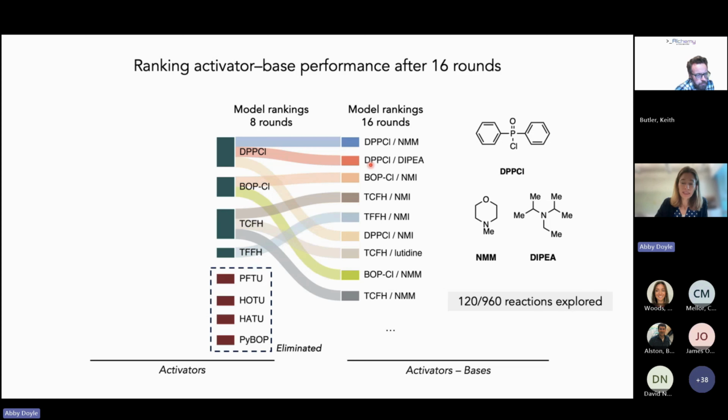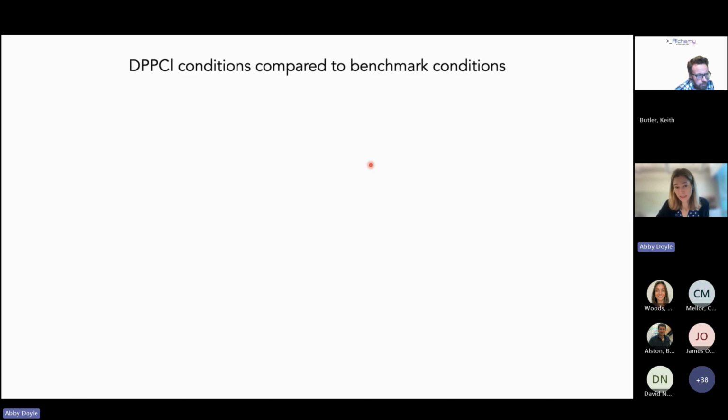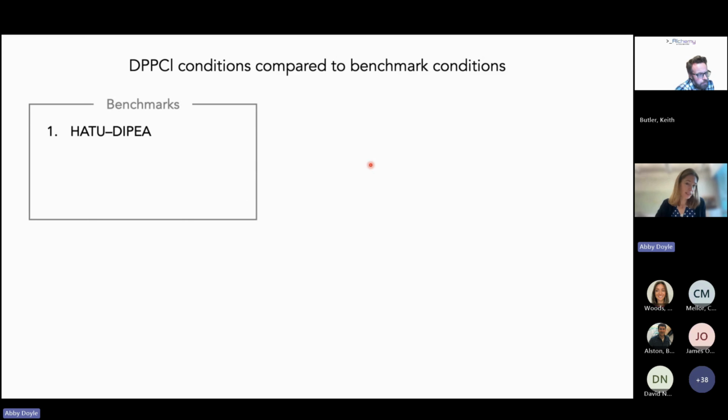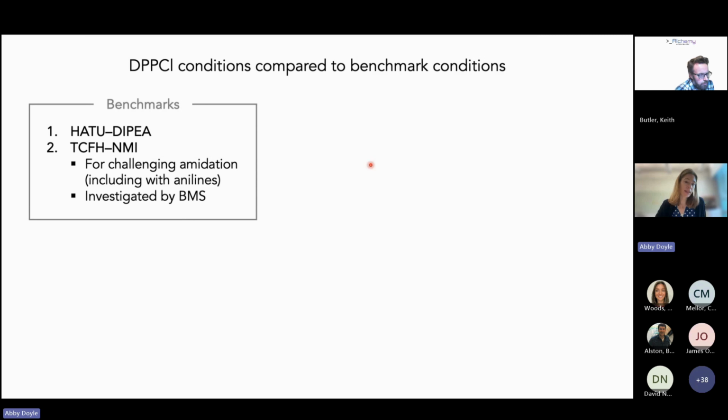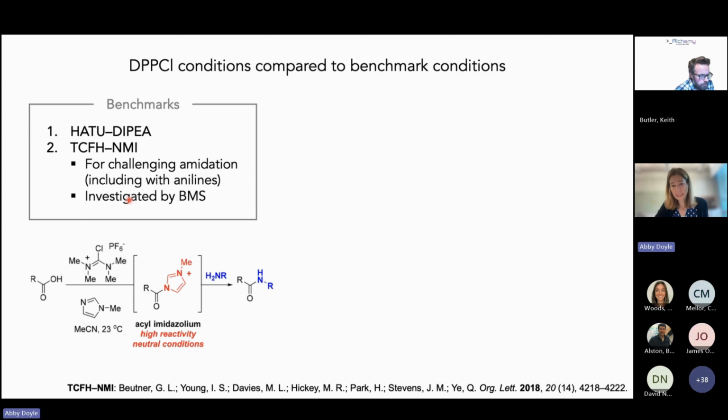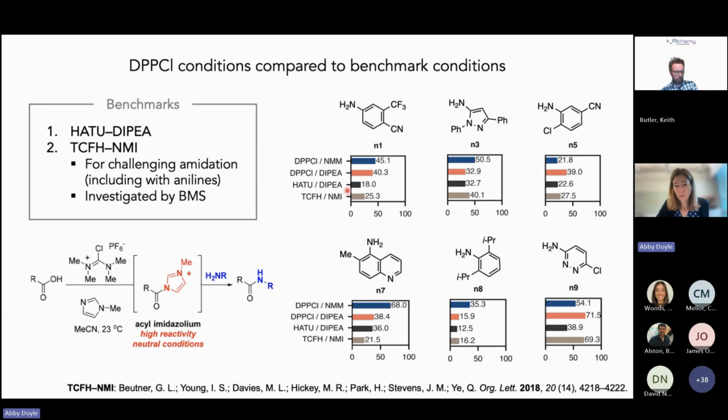And so we wanted to assess this set of conditions to see whether it is in fact more general than 2 benchmarks: the HAT2 diisopropylethylamine case, as well as a set of conditions that our BMS colleagues had previously identified for challenging amidation reactions. So here's the assessment, and what we see generally is our top 2 conditions outperform or are as good as these benchmarks for all of the tests that we have run, which was really exciting. We were also curious to know what the ground truth was in that data set.